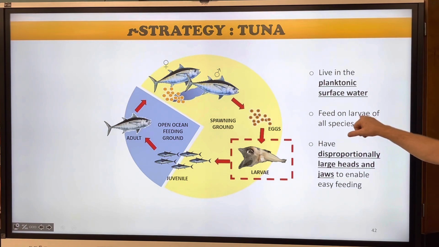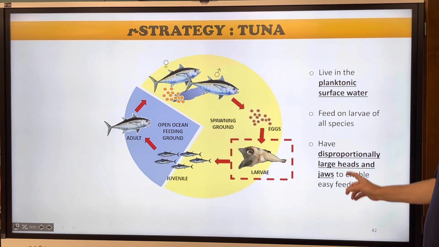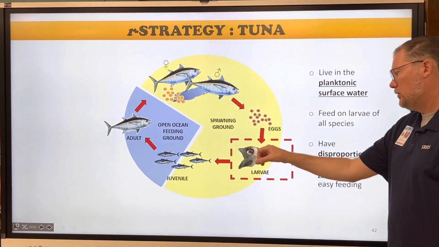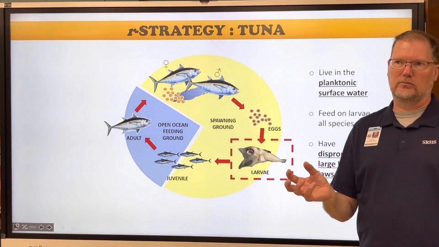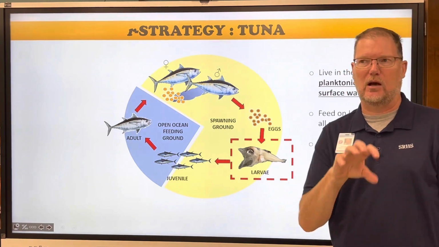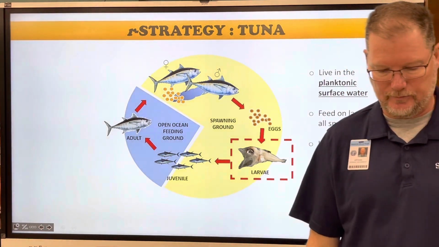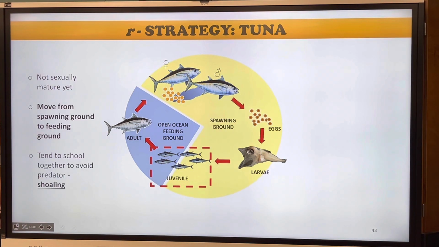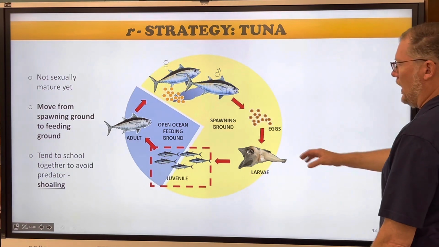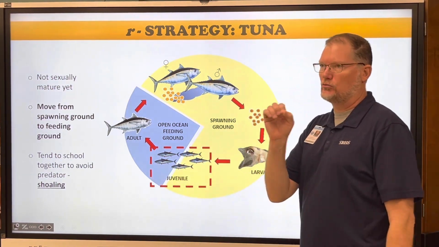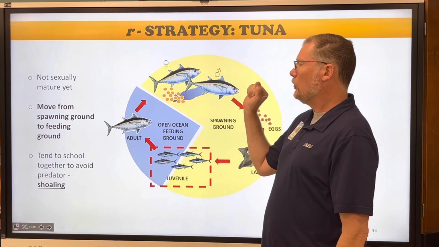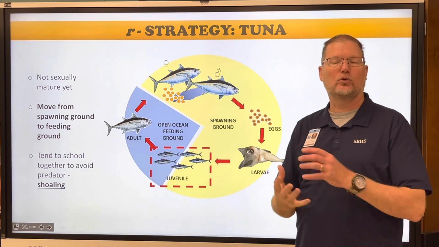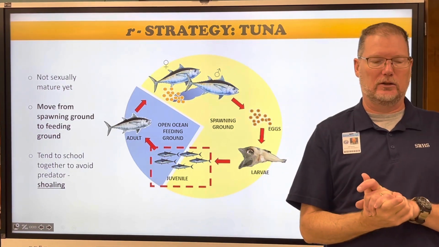They feed on larvae of all species. And you can see, I told you, they have this disproportionately sized head and mouth compared to their body. And that just helps them be able to fit more in. Whenever they come across something to eat, they're going to be able to eat it. And of course, the juveniles would not be sexually mature yet, hence the term juvenile. And they will move from the spawning ground out into the open ocean, and they tend to school together to avoid predation. That's called shoaling.